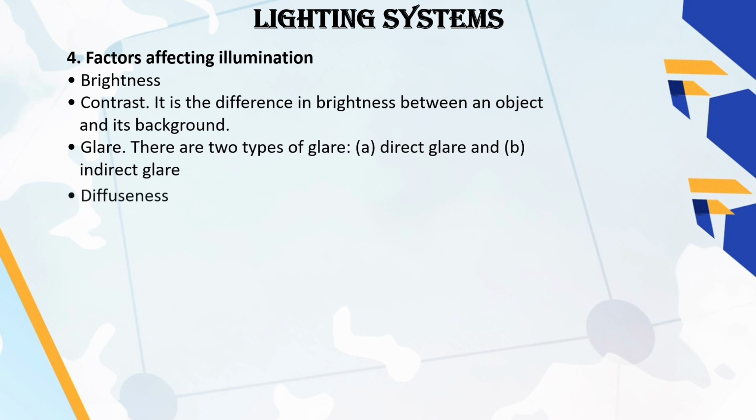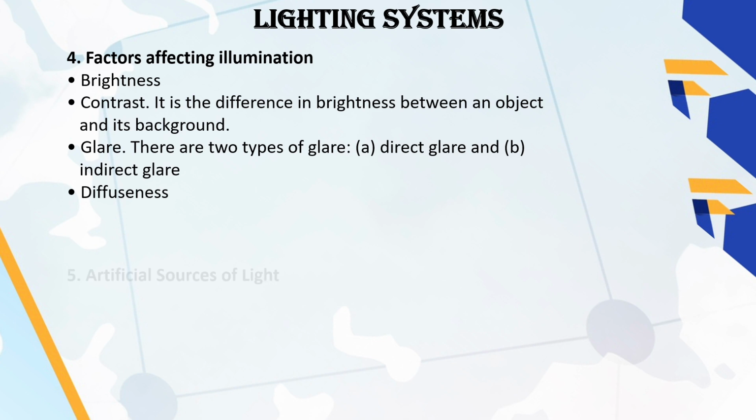Fourth, diffuseness. Diffuseness refers to the even distribution of light across a surface, minimizing harsh shadows and glare. It enhances visibility and comfort by ensuring that light is spread out rather than concentrated in one area, contributing to a more pleasant and safe environment for tasks. So, those are the four.